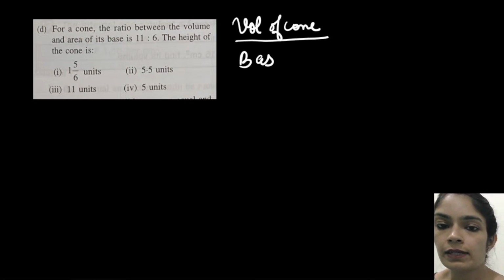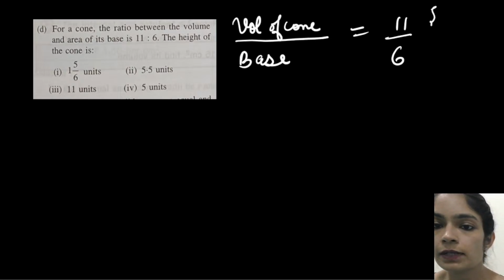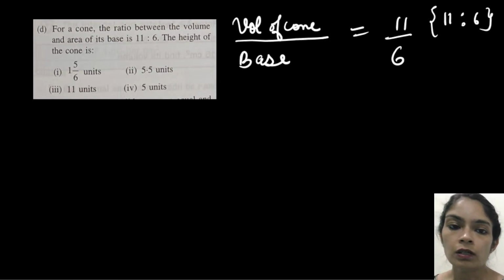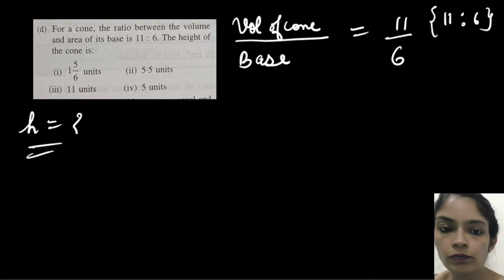So the base area we can write. This ratio is 11:6, so we can write 11 by 6. I have just written 11:6 in fractional form. Now what do we have to do? We have to find the height of the cone.